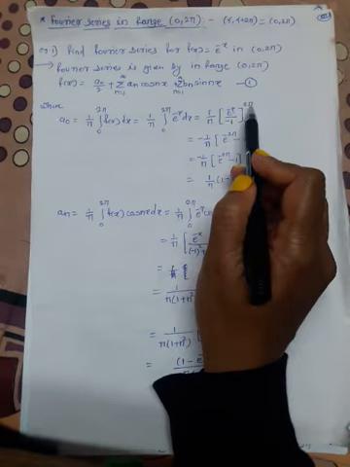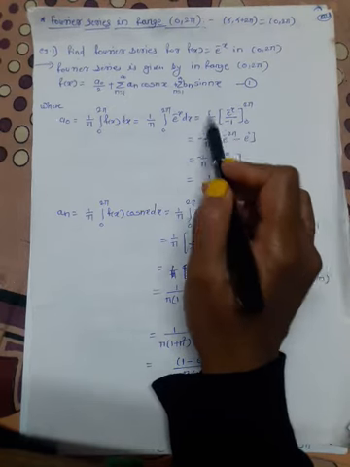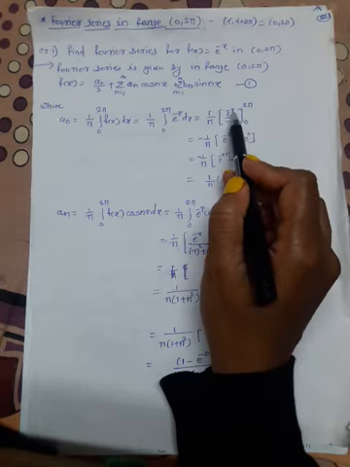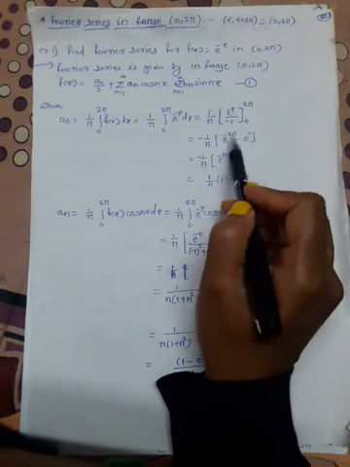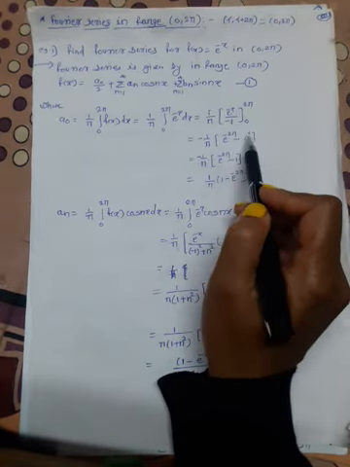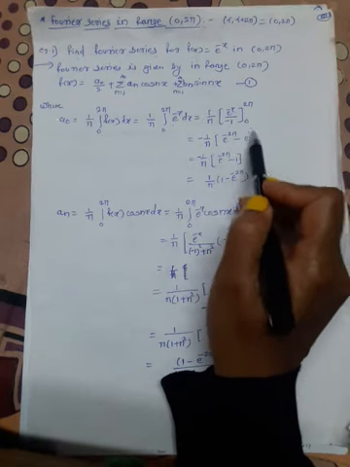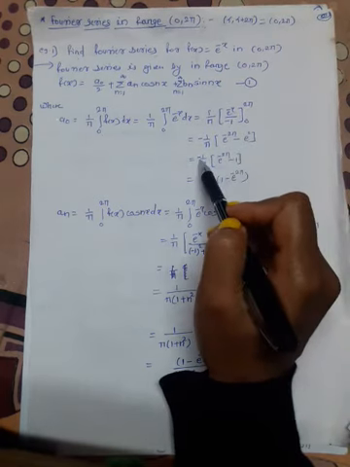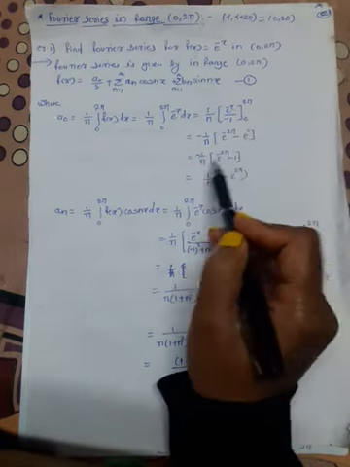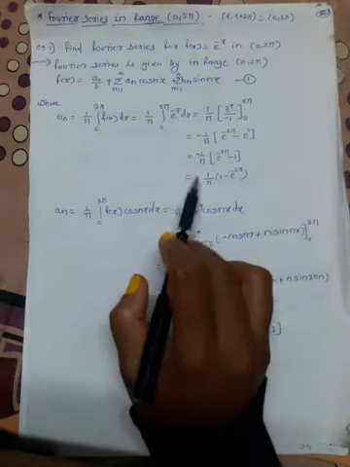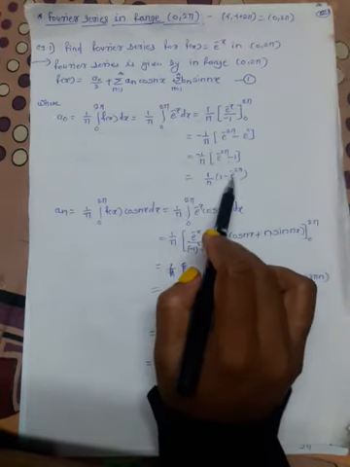Put the value of x first. Take this minus 1 outside, minus 1 upon pi. Upper limit e raised to minus 2 pi, minus e raised to 0 at the lower limit. We know anything raised to 0 is 1, and this is minus. Take this minus inside and reverse this term. The answer of a naught is 1 upon pi times (1 minus e raised to minus 2 pi).